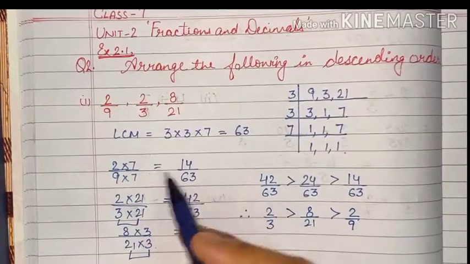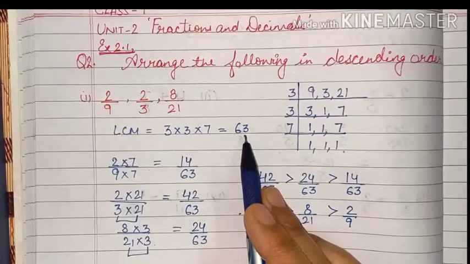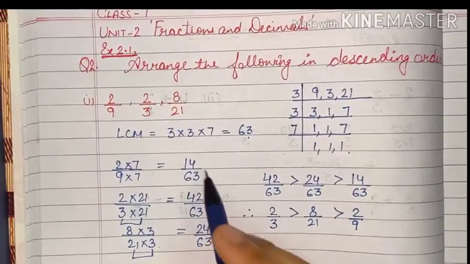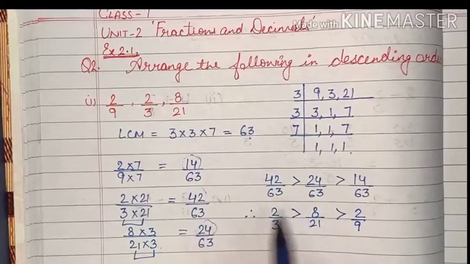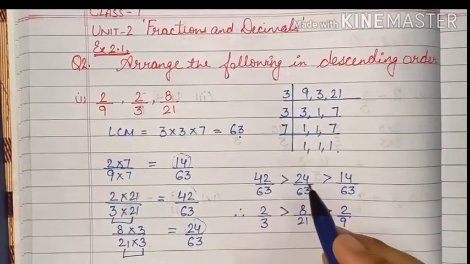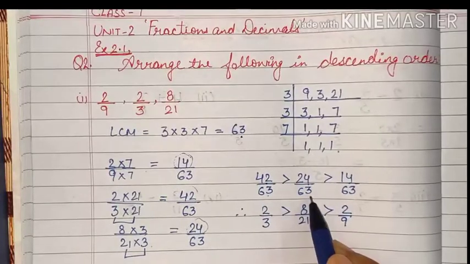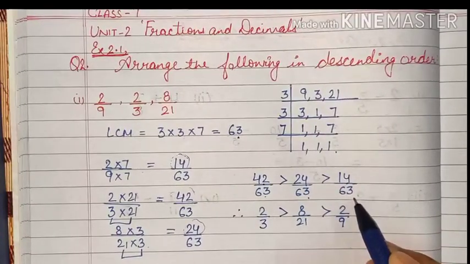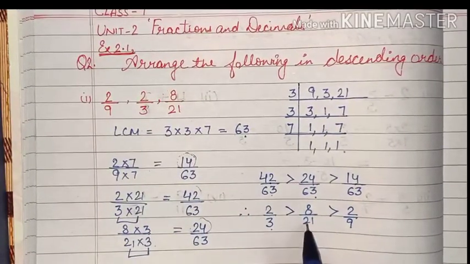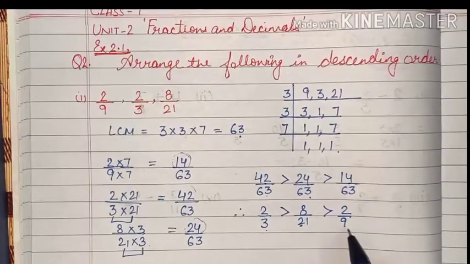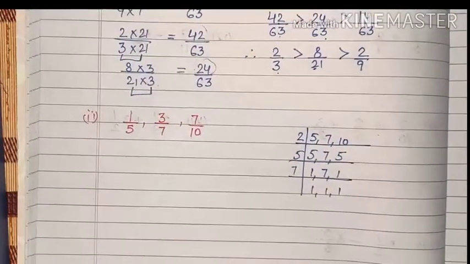First of all we will convert all the fractions to equivalent fractions with the denominator 63, that is the LCM. And then because all the denominators are the same, we will check the numerators only. So first we will write the greatest numerator, then smaller, then smaller. So here first we get 42 upon 63, it is greater than 24 upon 63, it is greater than 14 upon 63. Then we will write the original fractions that are given. So it is 2 upon 3 greater than 8 upon 21 and greater than 2 upon 9. I hope you have understood the first part. Now let's see the second part.